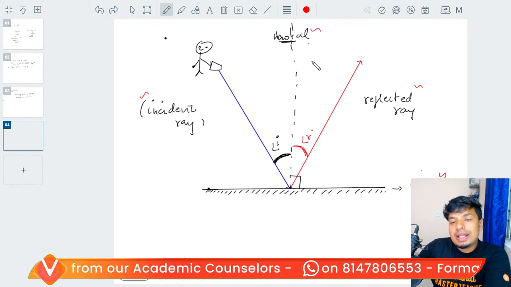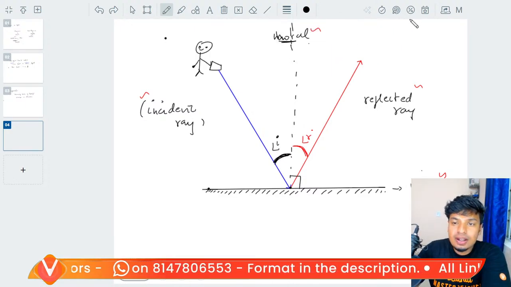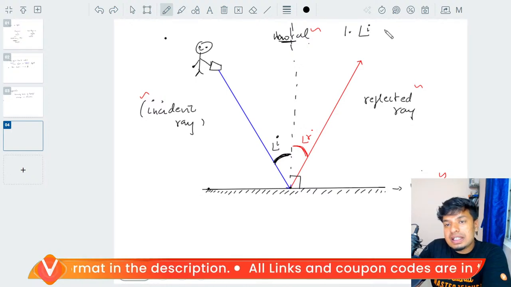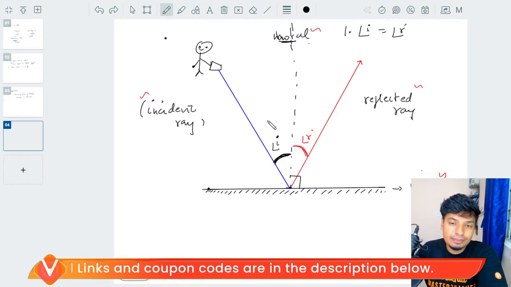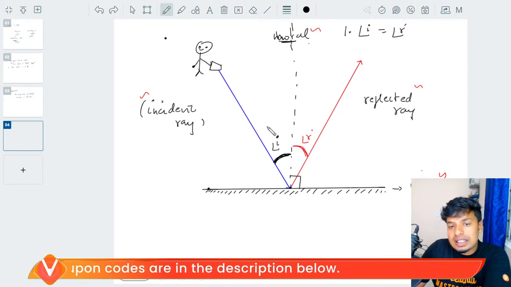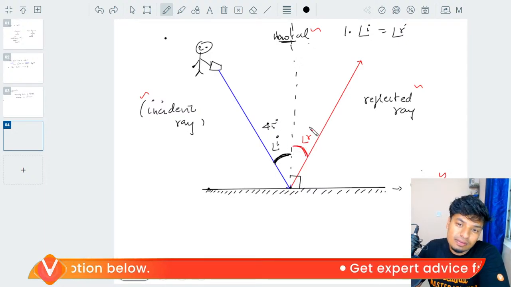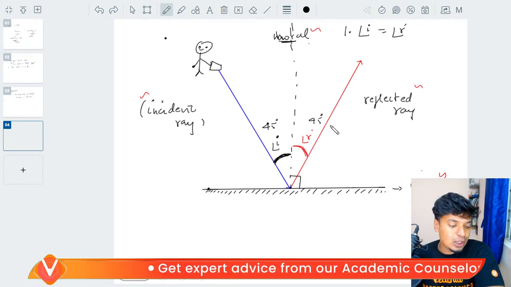Okay. Now, let's talk about one first rule. There are rules of reflection, guys, okay? The first rule of reflection tells us the angle of incidence is equal to the angle of reflection. Simple. So, let us say the angle of incidence is 45 degrees. What will be the angle of reflection? 45 degrees. This is the first law of reflection.